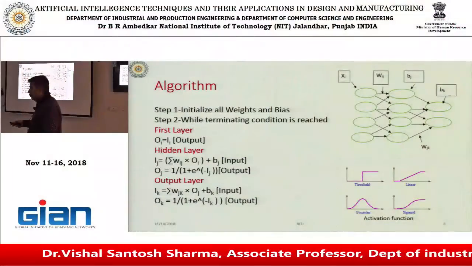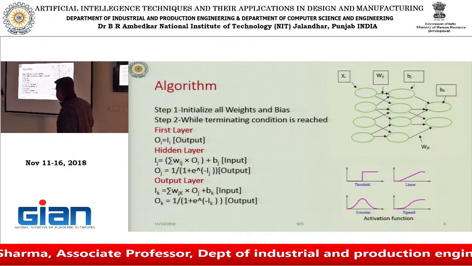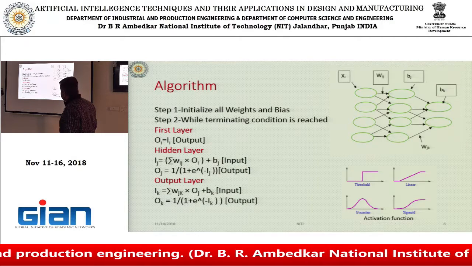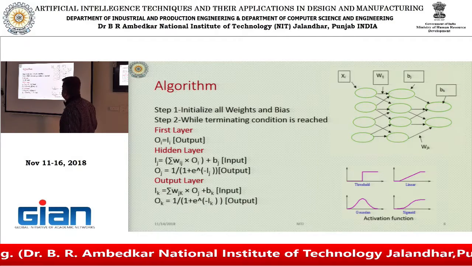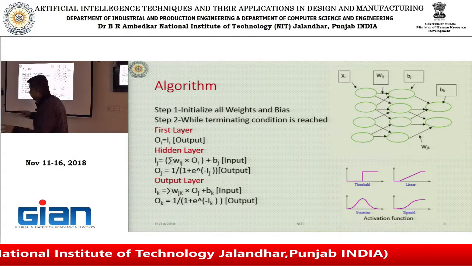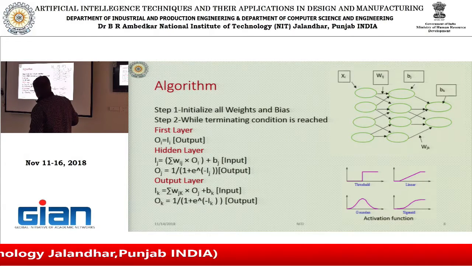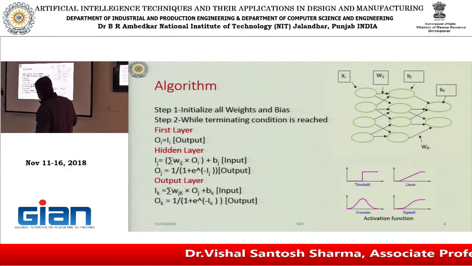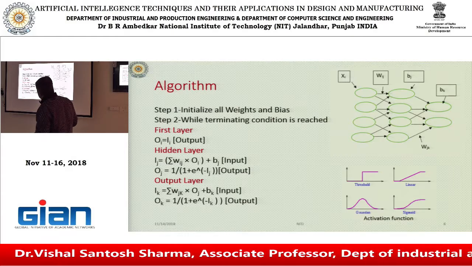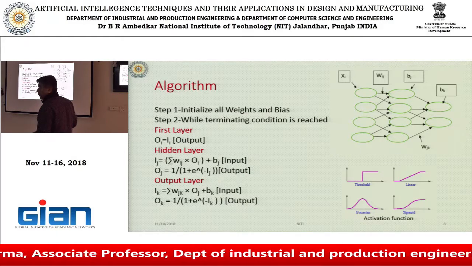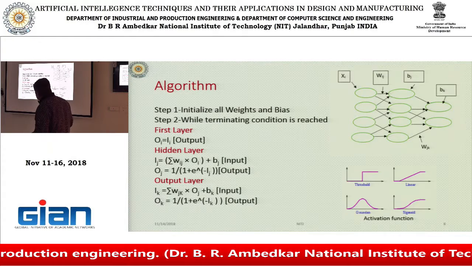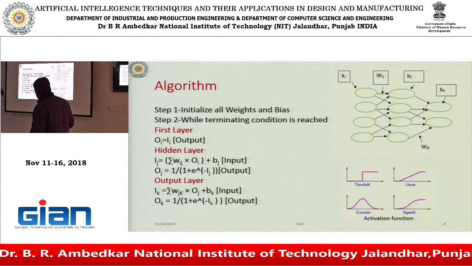For output, this is the function. For output I am using the sigmoid activation function. This is called the sigmoid activation function. Activation function means it will give output with a certain formula. So this is the formula for having the output from this neuron, and this equation is sigmoid.